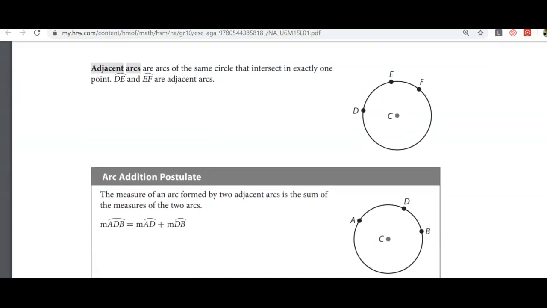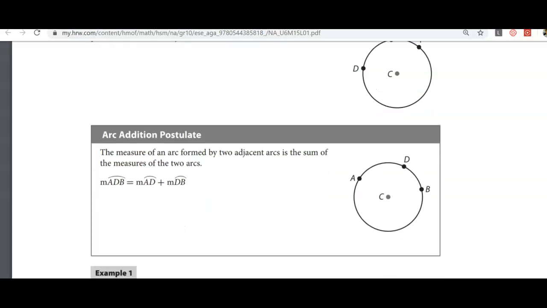This isn't as important, but if you hear the word adjacent, I want to remind you that adjacent means right next to each other. We learned that when we were talking about triangles. Its adjacent partner was the guy right next to him. What this is saying is DE and EF are adjacent arcs, which means they share a line right here. They're right next to each other. We call those adjacent arcs.